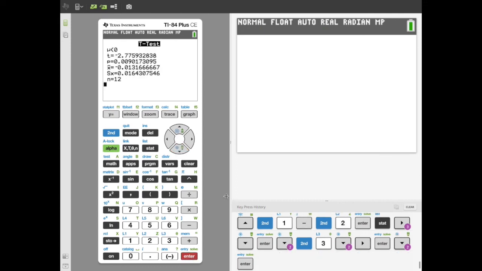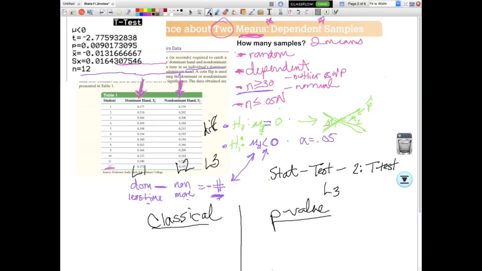So right here, I have all the information that I could need, all right? I'm going to transfer that over to our presentation. So we see from our hypothesis test that our test statistic is going to be negative 2.7759. So if we're talking about our classical strategy, our test statistic, our t-score of our null, is going to be negative 2.7759. We also see our p-value here, which if we're doing the p-value test, we would need that.